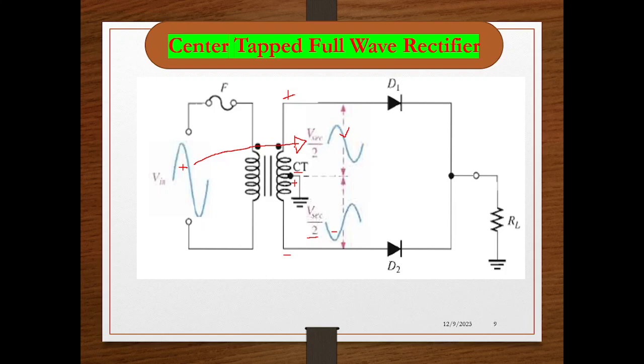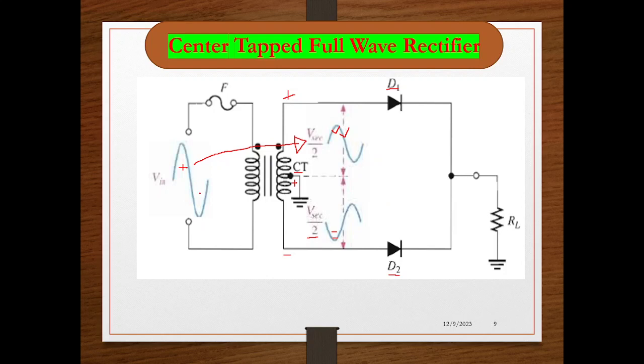Now during the same positive cycle, as it is getting positive cycle, diode D1 is getting forward bias, and in the positive input cycle this lower side of the center tap is getting negative cycle, as a part of which D2 is becoming reverse bias. So this is what is happening with respect to positive cycle of the input waveform.